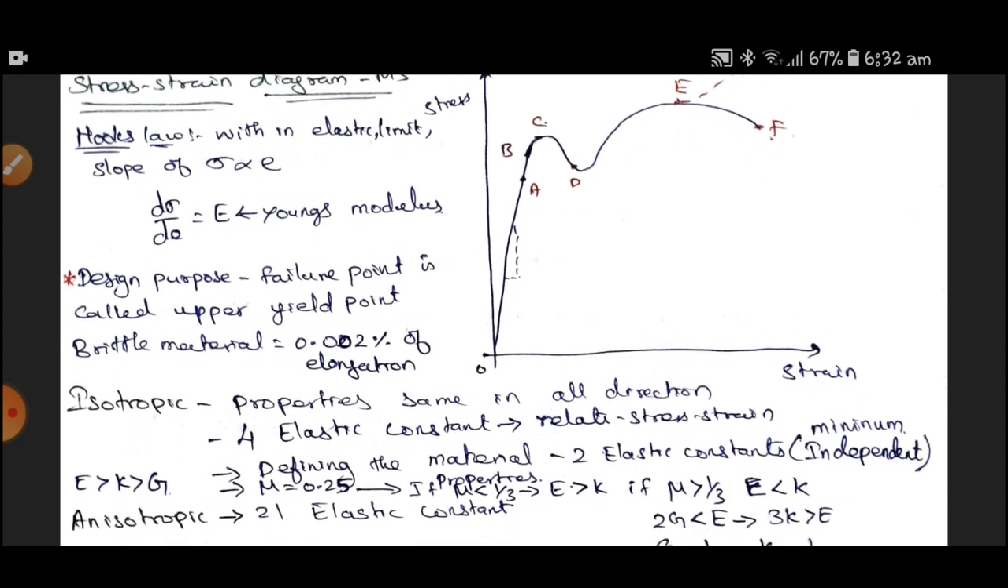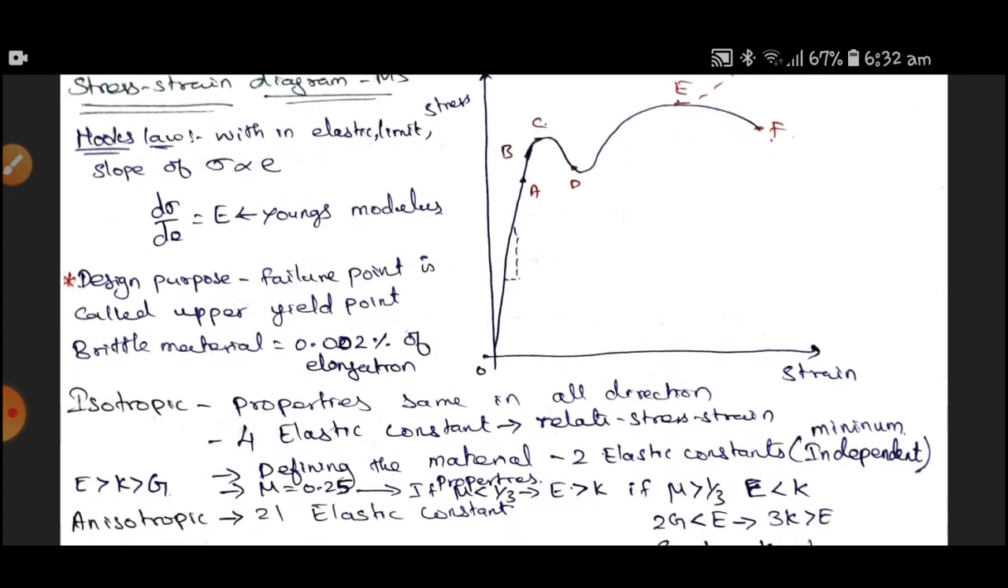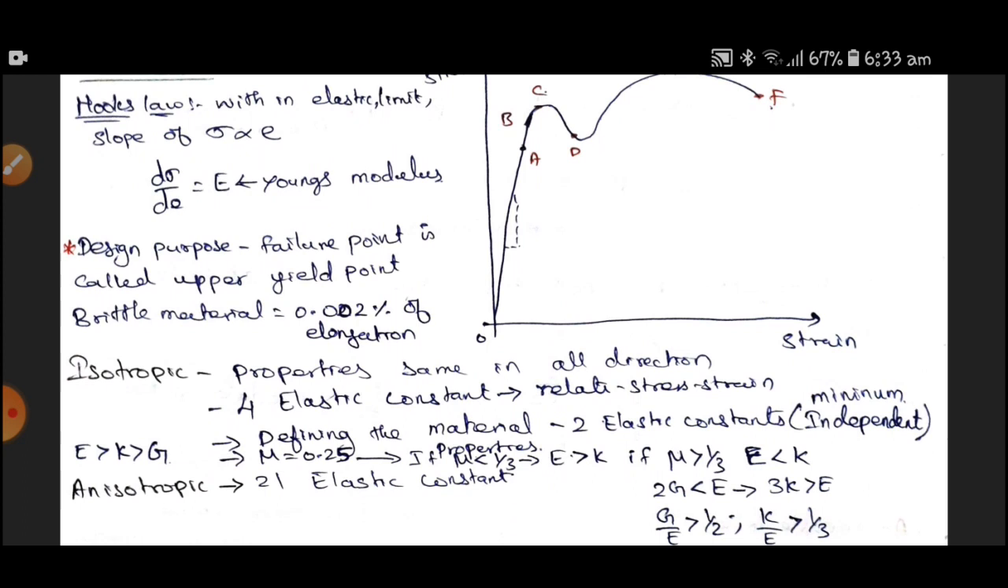For design purposes, the failure point is taken as the upper yield point. This point you have to note down. In the design condition, we don't go up to the ultimate point or the failure point. We stop our design at the upper yield point, that is point C. Brittle materials can also elongate, but the elongation is very limited, about 0.002 percent.